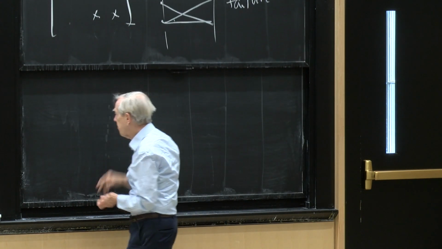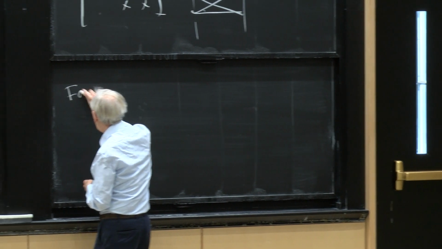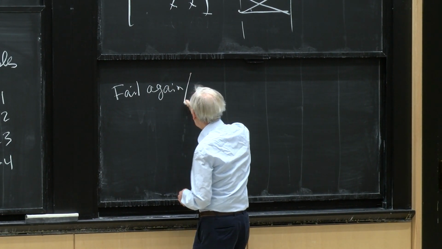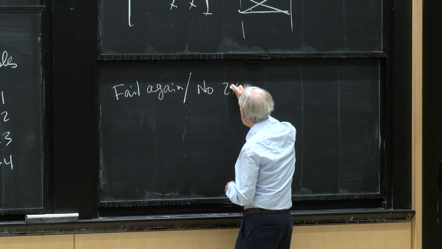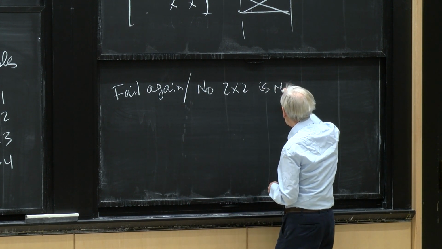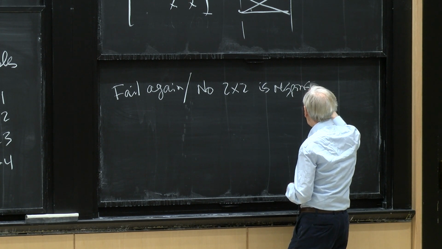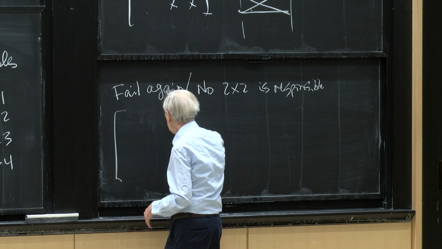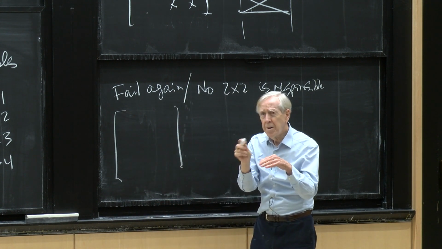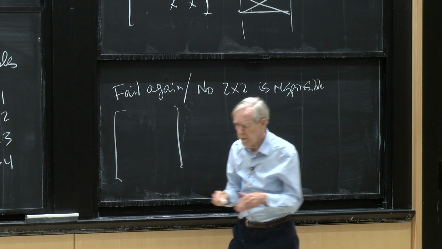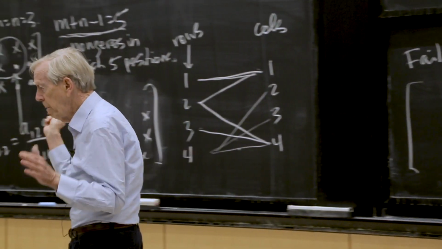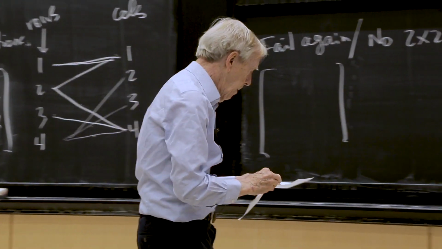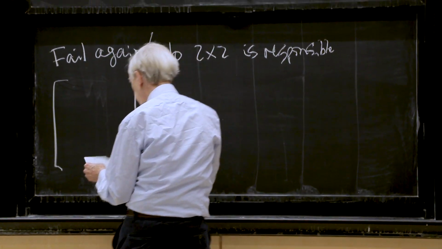Okay. So this is going to be a fail again, but no 2x2 is responsible. In other words, it's going to fail. I won't be able to complete this matrix, even though there aren't any completed 2x2s. The 2x2 I knew immediately was failure. So let me see if I can do that. Okay, so here's a failure.